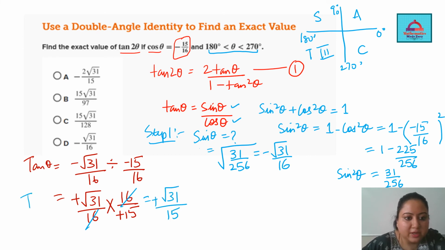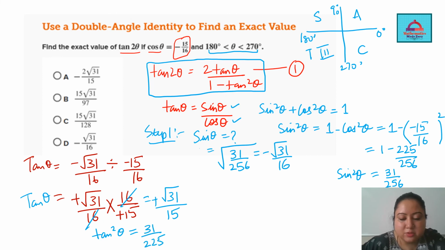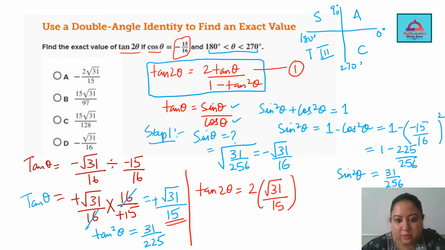So you have tan. Let's now put that all in the first formula. So we need tan square in that, so it will be 31 over 225. So that's the denominator. So let's now plug in. So tan 2 theta is 2 times tan theta. This is coming from here, and then 1 minus 31 over 225, which is coming from here.